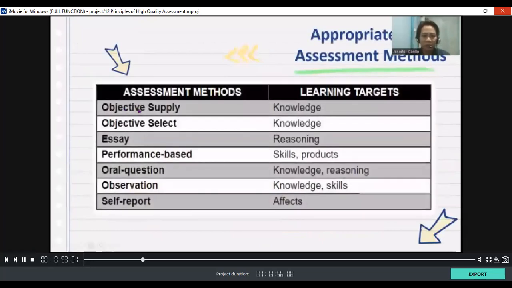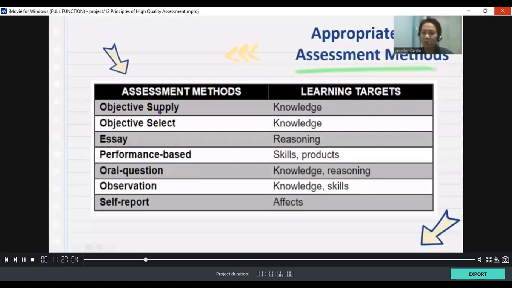So here are the different assessment methods. We have objective supply. Objective means there is one answer or two answers or more correct answers. So that's what we meant by objective. The opposite of objective is subjective, like essay, wherein students can freely express their ideas. So that is subjective type.